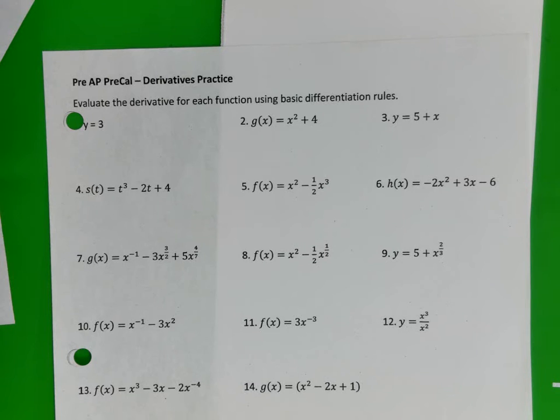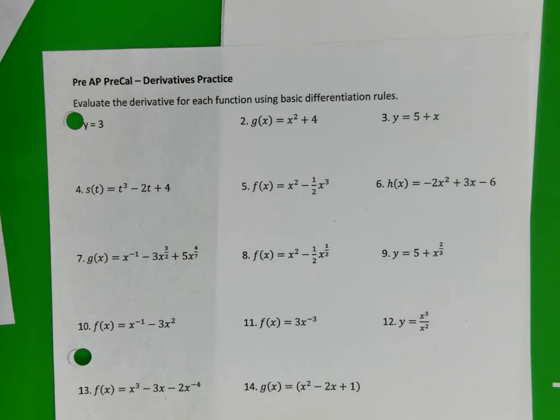Number 2, Shad, what's my derivative? G prime of x equals what? 2x. Very good. 2x. Number 3, Ashley, y prime is equal to 1. Very good. The derivative of 5 is 0. Derivative of x is 1. Number 4, Ryan, what is s prime of t equal to? 3t squared minus 2. Very good.